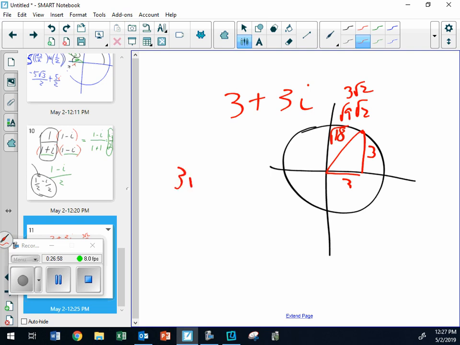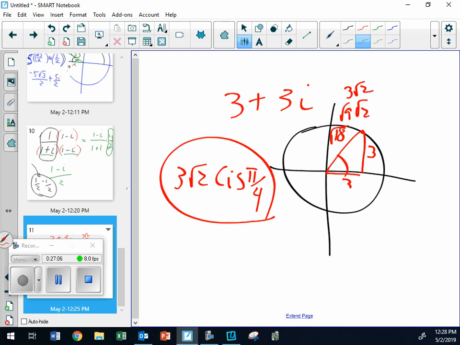And I have 3 root 2 cis. And then what angle is that? I know that one. That's the 45-degree angle, also known as pi over 4. Awesome. Am I done? No, I just started. So now I got to get 2 square roots. Bigfoot. How do I start? How'd you know I was talking to you? Go ahead.